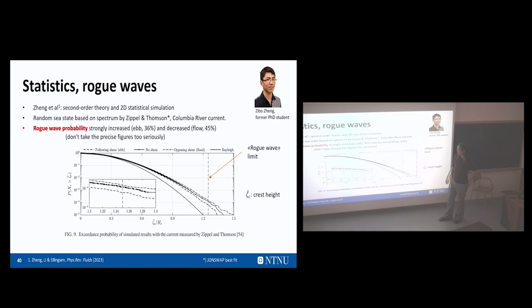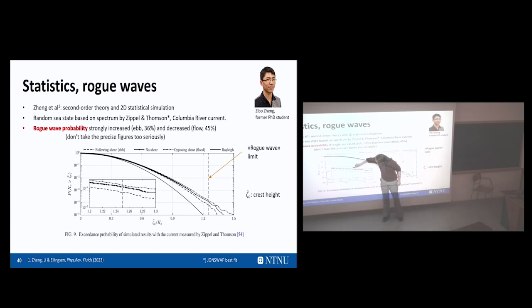Anyway, he ran some simulations with lots and lots of waves. So we consider only the 2D case of against or along the current, so this has some limitations, as Victor Schrerer has pointed out to us. So don't take the actual numbers too seriously. But what we see here is the exceedance probability, the rogue wave limit on crest height.